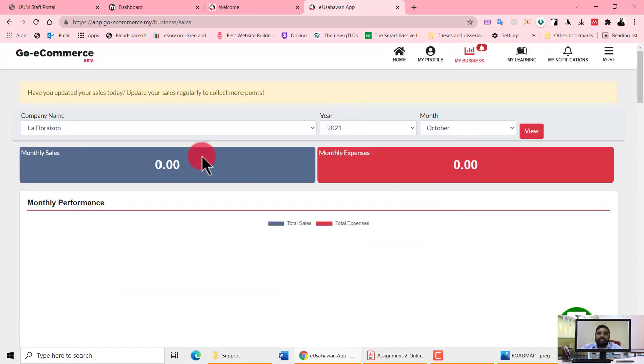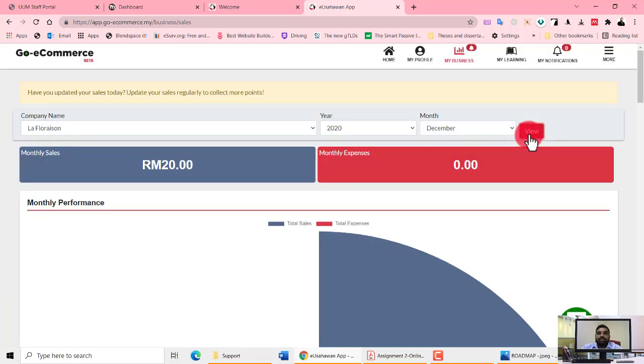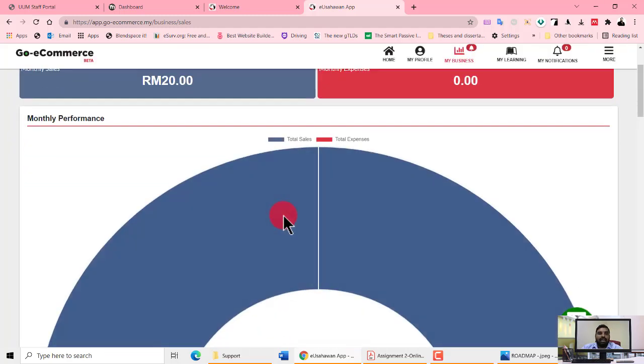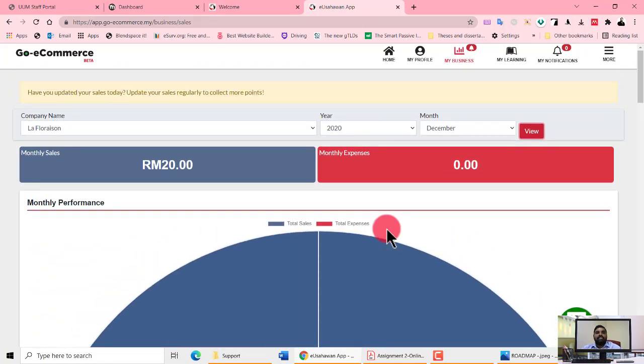So what you have to do is like this one, Love Frozen, October, no sales. I think 2021, maybe last year, 2020, maybe November, we see no sales, because this is just used one semester. See, last December, they have sales. They recorded 20 ringgit total profit. So maybe this is one account, maybe they have sales of 200 ringgit, so they divide by 10. So each person records 20, something like that. So you have to record like that.